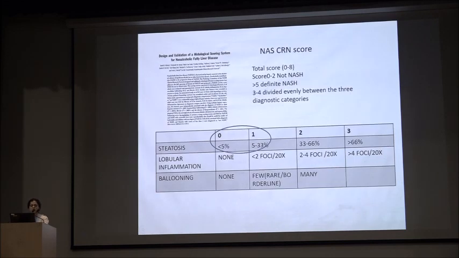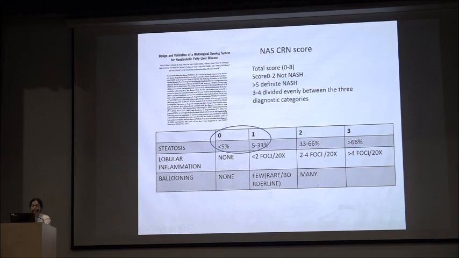Then came the NAFLD activity score by the NAS-CRN group, and multiple centers under the Clinical Research Network participated in this scoring system or its validation. They addressed some of the problems of the Brunt scoring system, and they differentiated between the score 0 and score 1 steatosis. Score 1 steatosis was defined as between 5 to 33%, and they considered only lobular inflammation. They did not include portal inflammation as described initially by Brunt in their scoring system.